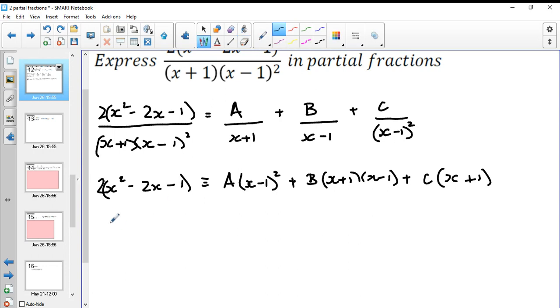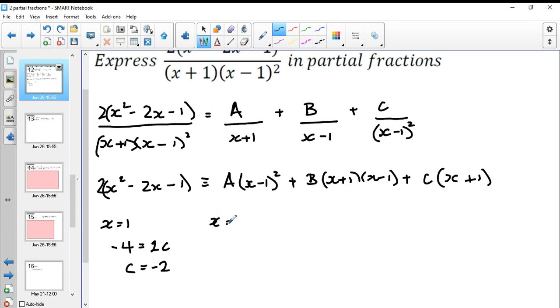Now I'm going to substitute some numbers in. I substitute x equals 1 in, that's going to eliminate the A, and that's going to eliminate the B. So 1 squared is 1, minus 2 minus is minus 1, minus 1 is minus 2, times 2 is minus 4. A is gone, B is gone, so I'm left with 1 plus 1, which is 2C, which means C is minus 2.